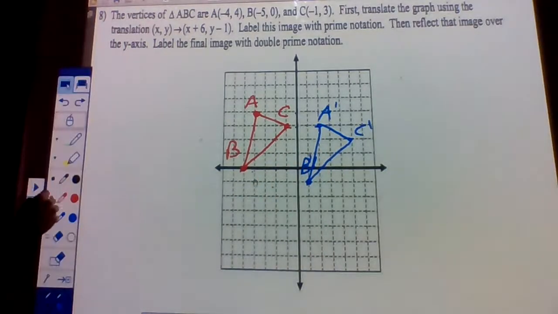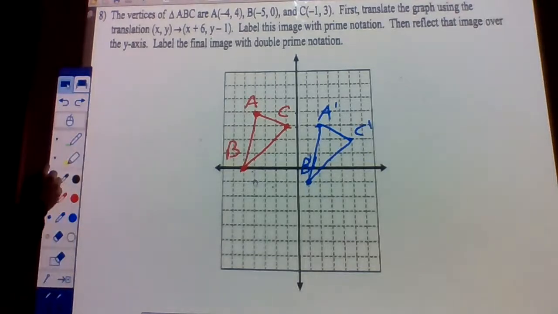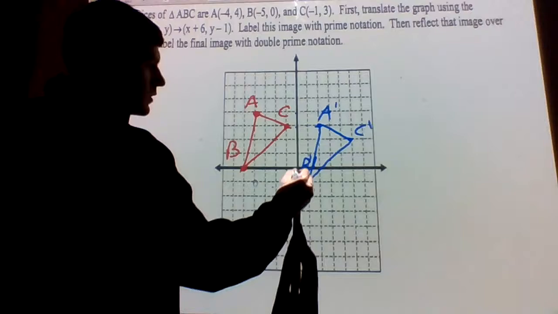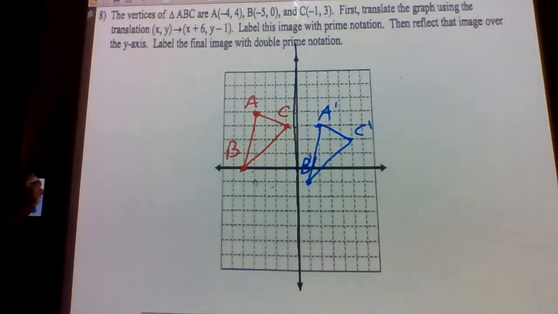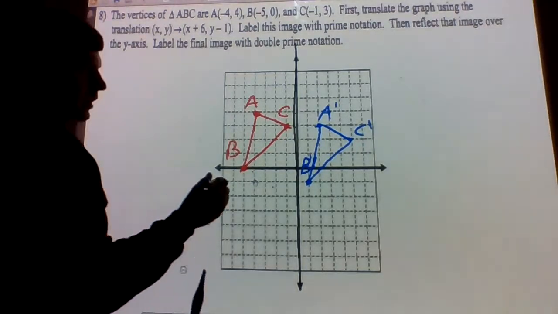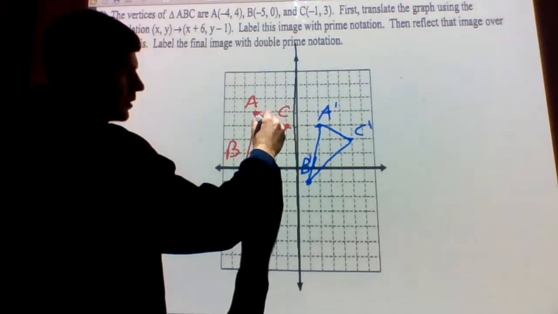Okay. The next step here is to reflect the image over the y-axis. So this is our y-axis. This is what we're reflecting over. Right now, A is 2 to the right, so A prime is 2 to the right, so A double prime. Right, this is going to be A double prime.